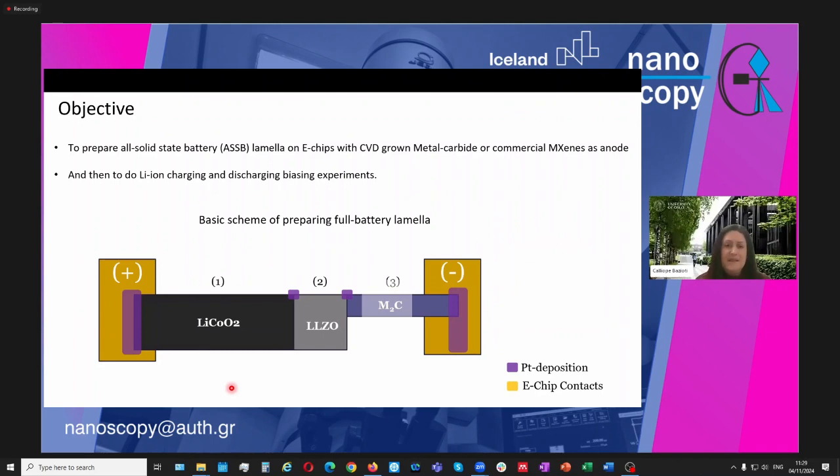So this is a simple schematic of what we wanted to do. And the final goal, of course, is to compare a nano-sized battery using MXenes that are grown by us, so bottom-up grown MXenes, in comparison to chemically etched MXenes.